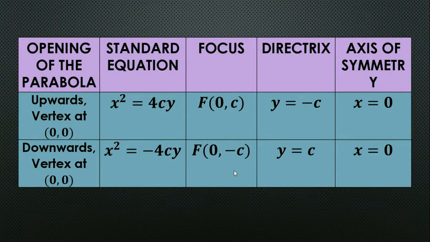Here is the table that we need to use in solving problems involving parabola opening upwards or downwards with vertex at the origin. For the focus, when it opens upwards, c is positive for the focus and negative for the directrix. When it opens downwards, the numerical coefficient beside the constant c and variable y is negative; the focus is negative and the directrix is positive. The axis of symmetry of both is 0. So what is the axis of symmetry? It is the line that divides the parabola into two equal parts. It is the vertical line x is equal to 0.